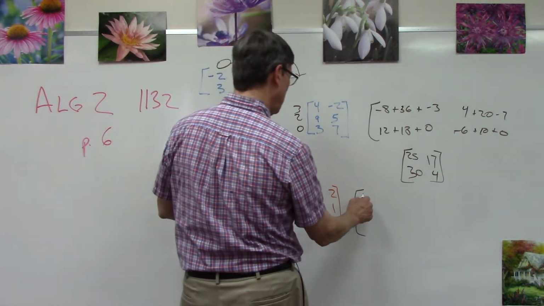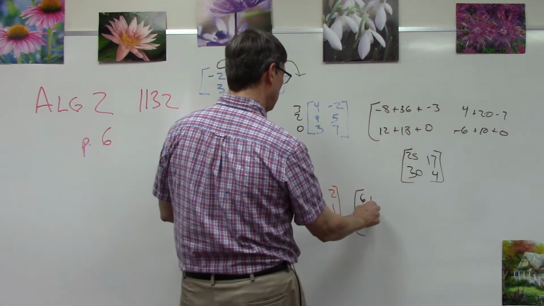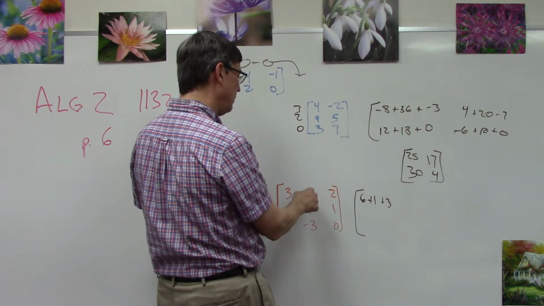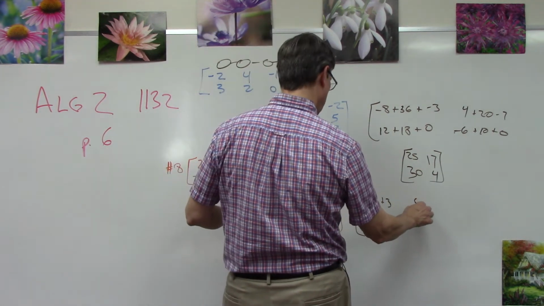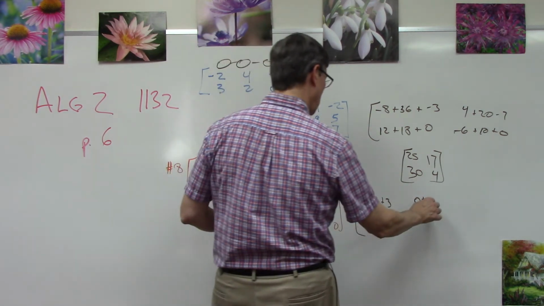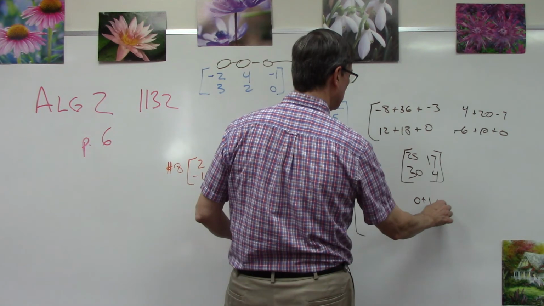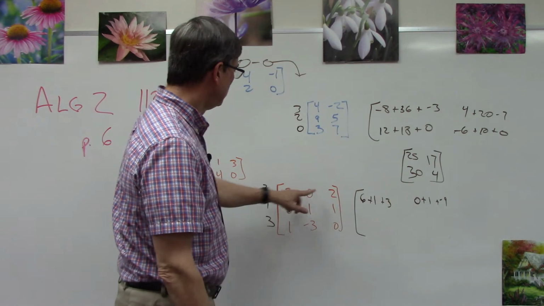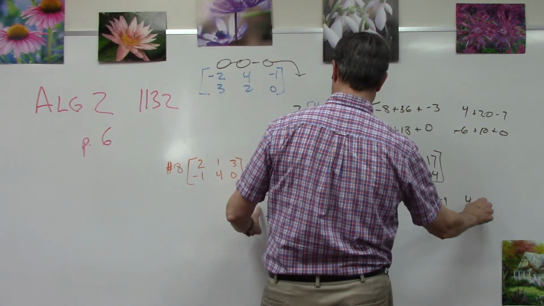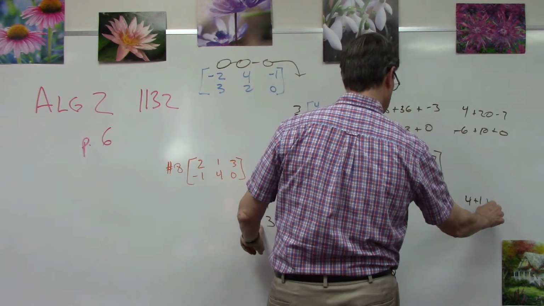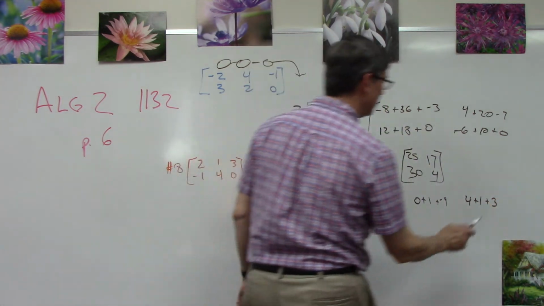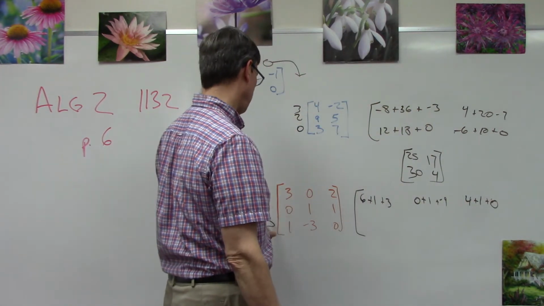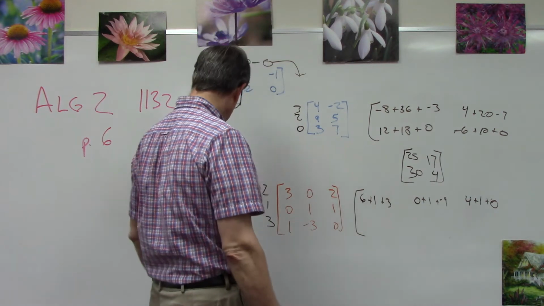Now we can multiply and get 6 plus 1 plus 3, okay? Now we're gonna have the middle row. 2 times 0 is 0 plus 1 plus -9. And now we're going to do the upper right-hand corner. 2 times 2 is 4 plus 1 plus, oops, 0. 3 times 0 is 0. Okay, we're multiplying. 4, 1, 0. All right.